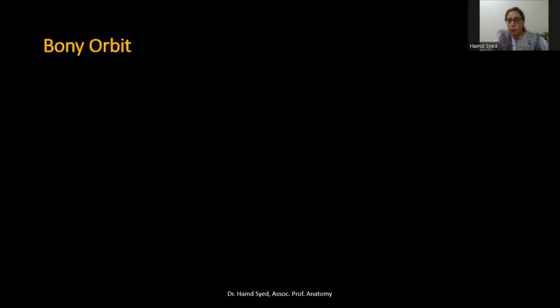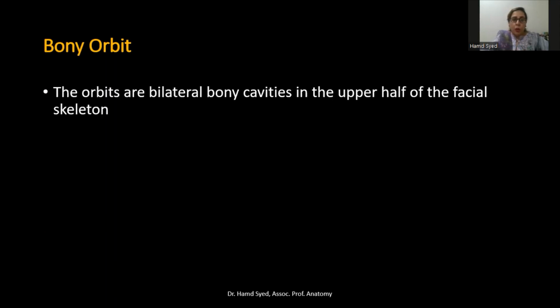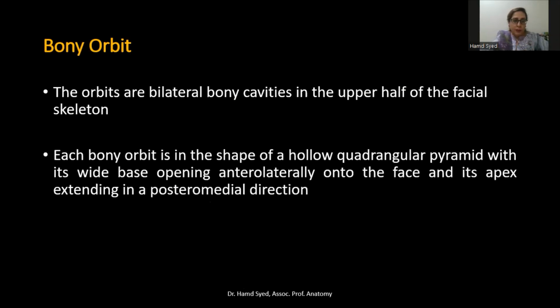So, what is the bony orbit? We know it is the pyramidal cavity which contains the eyeball along with some other structures. So, the orbits are bilateral bony cavities present in the upper half of the facial skeleton. And each bony orbit is in the shape of a hollow quadrangular pyramid.